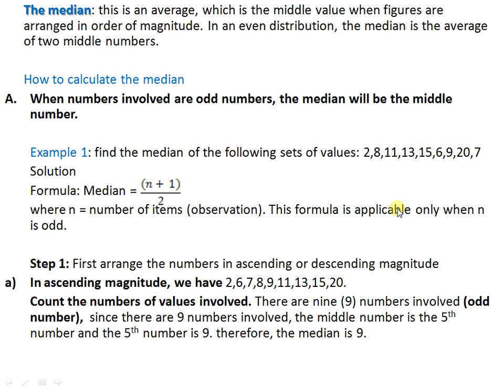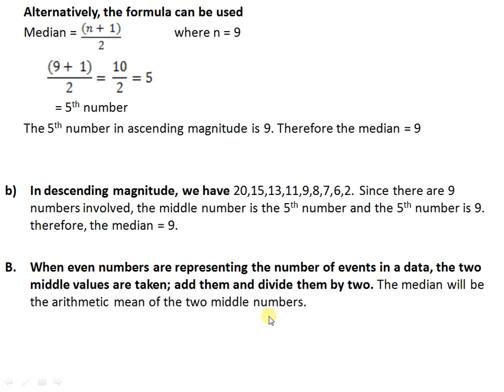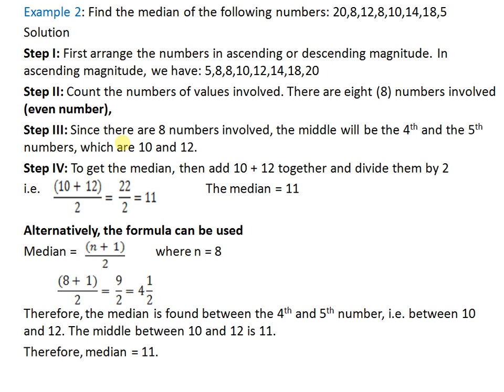Step 1, first arrange the numbers in ascending or descending order. This is the arrangement. Then pick out the answer. You can alternatively use the formula. Find the median of the following numbers is another example too. So arrange the numbers and pick out the median.